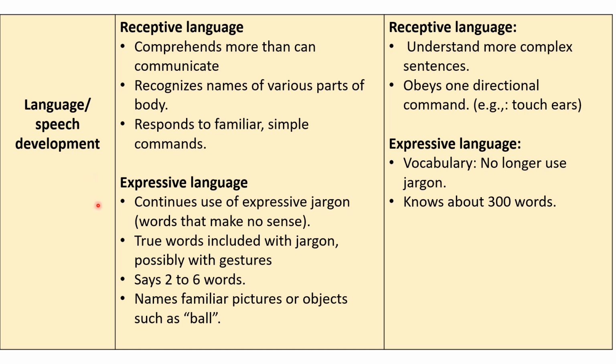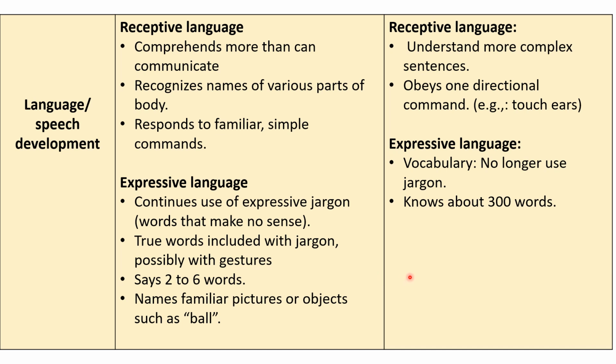Then expressive language, continuous use of expressive jargon. That means there are some words which they themselves have developed and which do not make sense to you, but the child will be very happy using those jargons. True words are included with jargon, possibly with gestures. They will have some words with sense, some words without sense, and they will use some actions also. Says 2 to 6 words. Names familiar pictures or objects such as a ball.